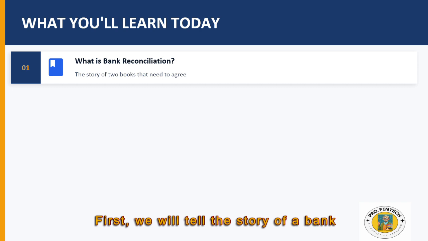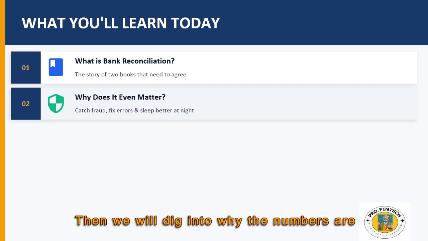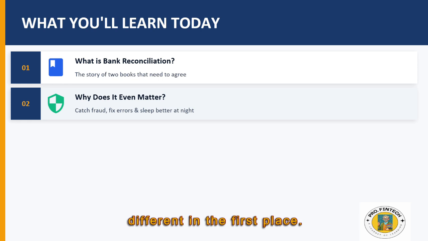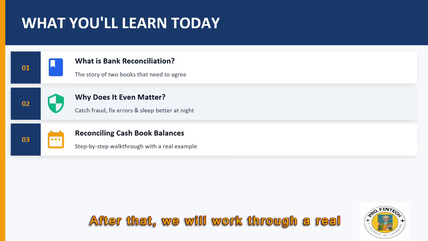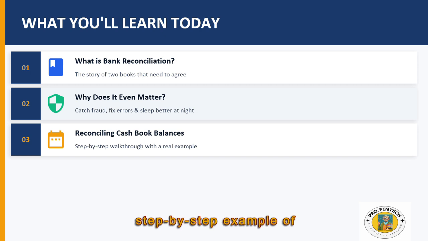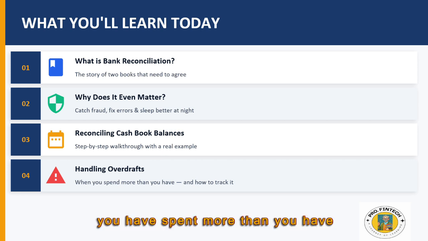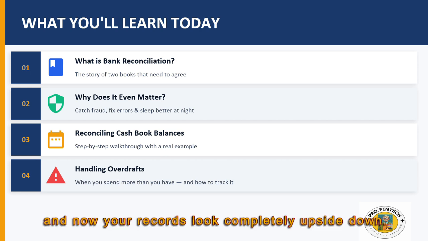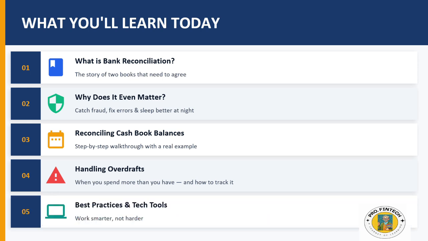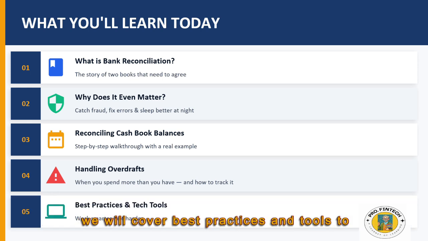First, we will tell the story of a bank reconciliation, what it is and why it exists. Then we will dig into why the numbers are different in the first place. Spoiler, it's usually not fraud, but sometimes it is. After that, we will work through a real step-by-step example of reconciling a cash book balance. Then we will tackle overdrafts, which is where you have spent more than you have and now your records look completely upside down. And finally, we will cover best practices and tools to make this process fast, accurate, and painless. Ready? Let's start with the story.